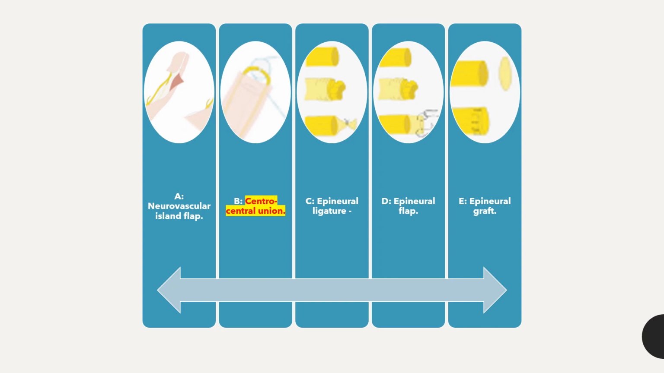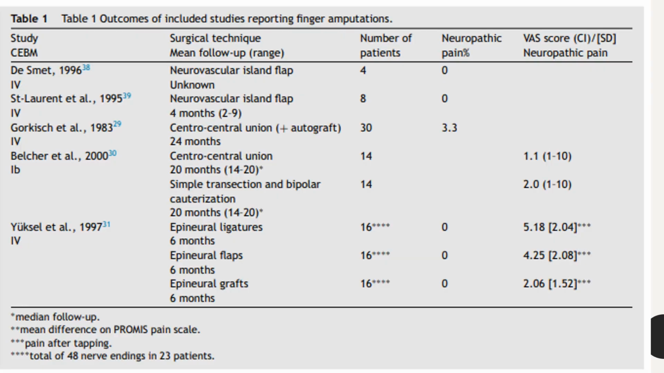This again is the diagrammatic representation of the surgical techniques for neuroma prevention in the fingers, ranging from neurovascular island flap to central union, which is basically coaptation of the nerve ends of the amputation, and epineural ligature, or the use of an epineural flap to suture the ends so as to prevent neuroma, and the use of epineural graft to cover the raw ends of the nerve. These are the details of the studies for finger amputation, showing the various studies, the types of pain that were being recorded, and the number of patients that were available.